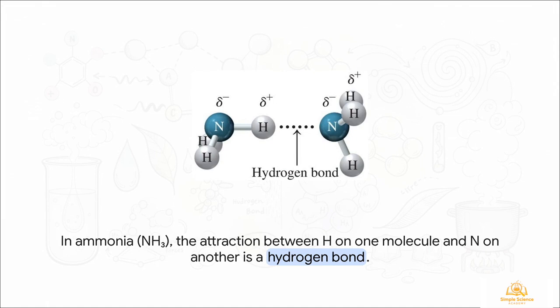The nitrogen atom pulls the electron so hard that the hydrogen atoms attached to it become very partially positive. And this creates an incredibly strong attraction to the negative nitrogen atom on a molecule right next door. That is a hydrogen bond. And believe me, it is a total game changer.